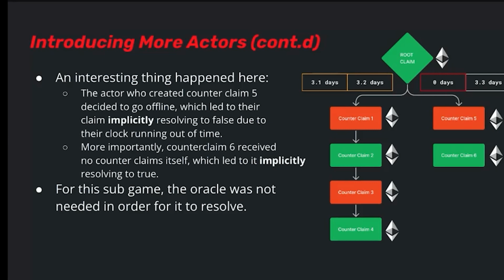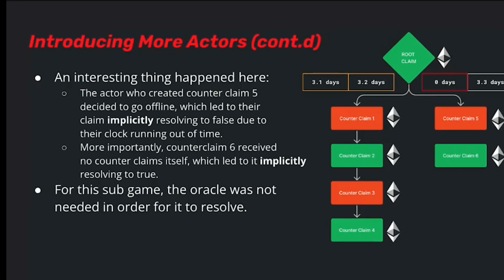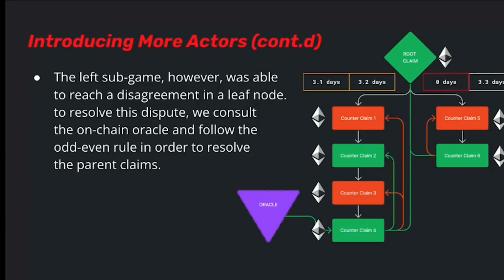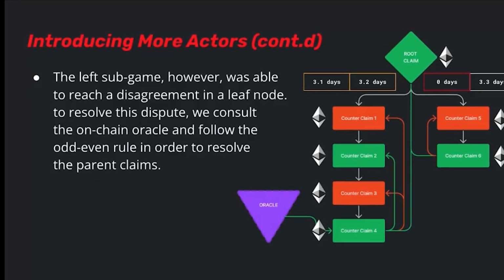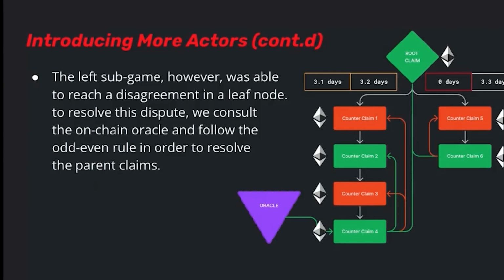So for this subgame, the one that goes off to the right, the oracle was actually not needed in order for it to resolve. We could just follow those simple rules to allow it to bubble up that subgame. And so the left subgame, just like in the last example, was able to reach a disagreement in the leaf node. So to resolve this dispute, we consult the on-chain oracle and follow that odd-even rule to bubble this back up to the root claim. And we have the same thing for the incorrect claims here. And basically that allows us to resolve both of those separate trees.